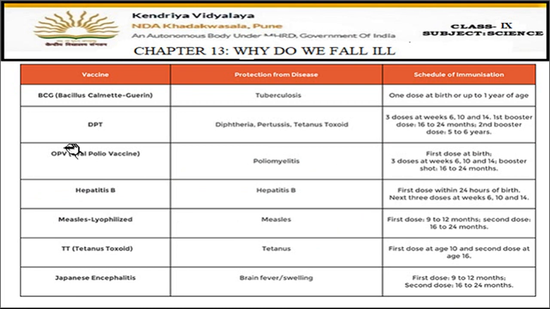Here is a chart in which some of the vaccines given to children are listed. Some of the names we must know. The first vaccine in the chart is BCG, whose full form is Bacillus Calmette-Guérin. You need not learn the complete name, just learn the BCG vaccine. This BCG vaccine is given against tuberculosis, to protect the child against TB. It is given at the time of birth and up to 1 year of age, so this vaccine is given two times.